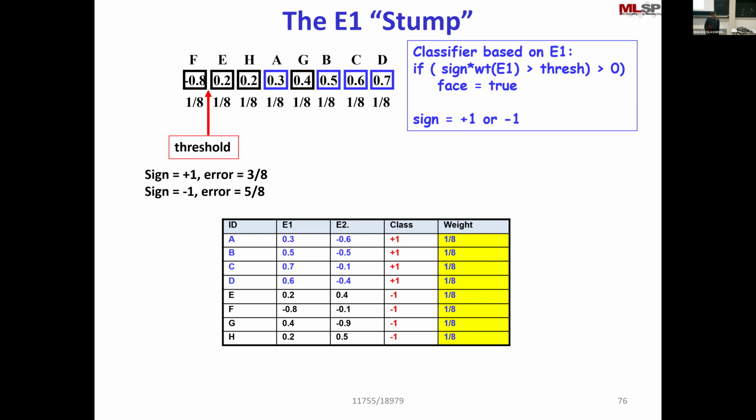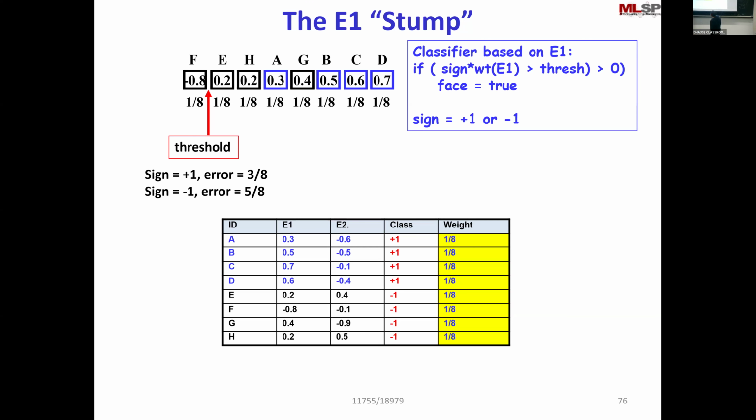If I call everything to the left a face, then what happens? I'm going to make mistakes. Would it be 5/8? Yeah. So if I call everything to the left a face, these 4 blues and this one black are all going to be misclassified. So I'm going to have error of 5/8. So which of the 2 would you choose? 3/8. So 3/8, calling everything to the right a face, right?